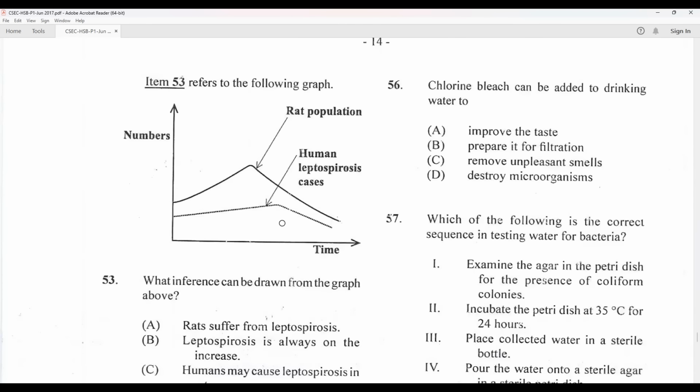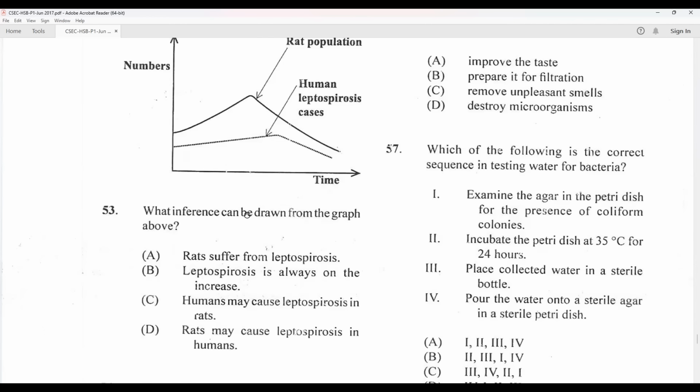53 refers to the following graph. Look, it has a rat population here and human leptospirosis cases going up just slightly after the rat population increases. What inference can be drawn from the graph? You would take your time and read all the responses, but we know that there is a correlation between leptospirosis and rats because rats are the vector spreading it. So 53, we are going with D.